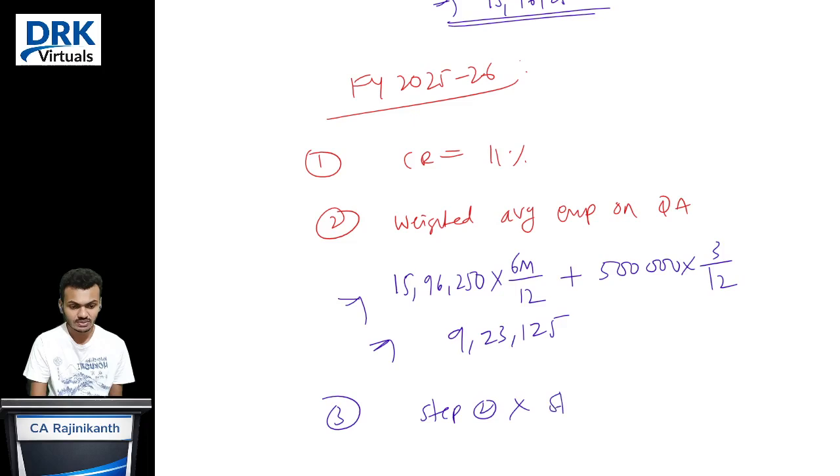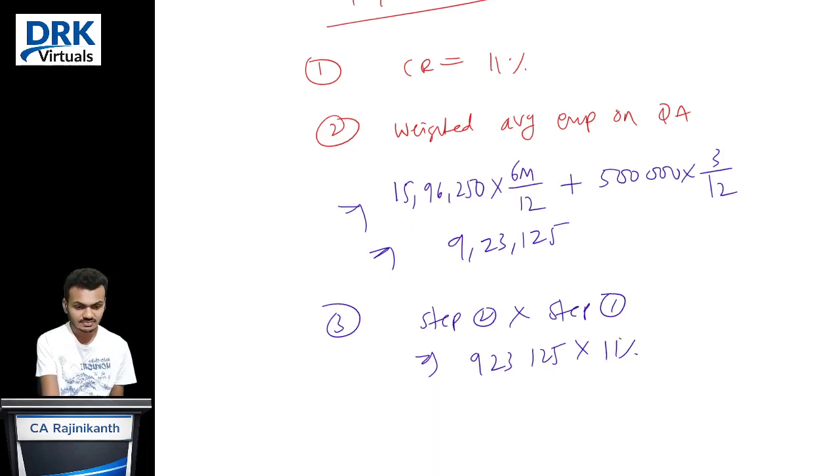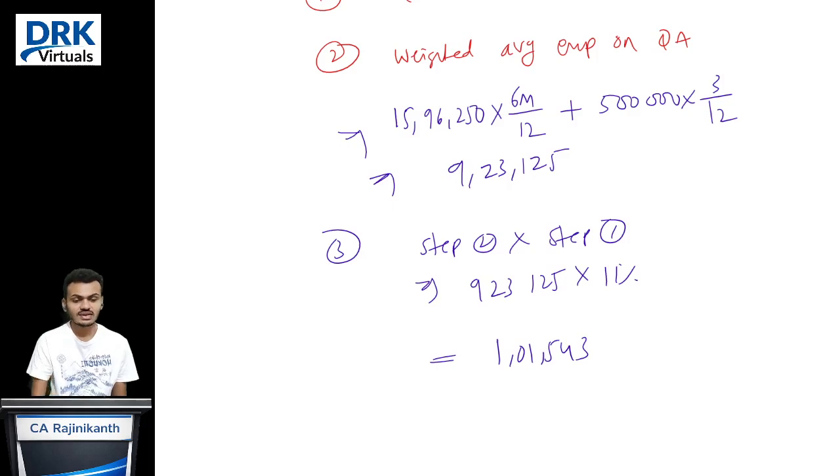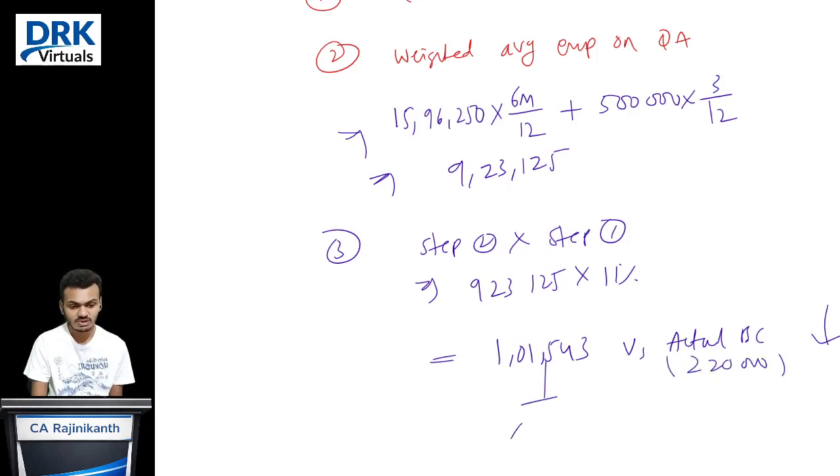The third step you apply the same. Step 2 into step 1. 9,23,125 into 11%. That will become 1,01,543. Anyways, as usual, compare this with the actual borrowing cost, whichever is lower. Obviously, this is 2,20,000. So this will be capitalized.